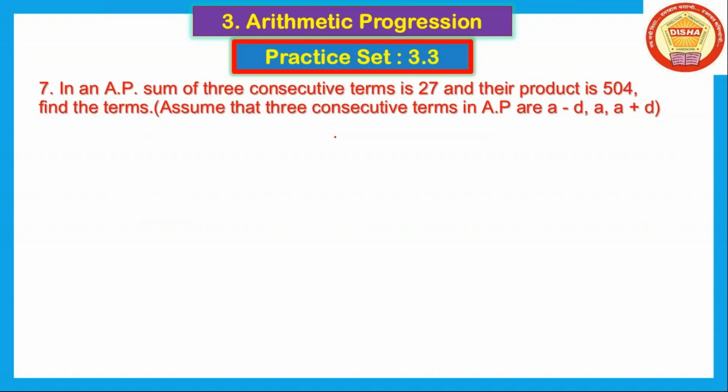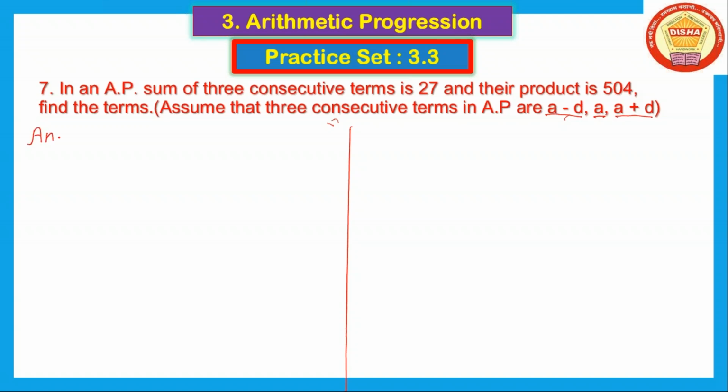In an AP, the sum of three consecutive terms is 27 and their product is 504. Find the terms. Again, in that, it is given here what the terms are. Which terms are given in brackets? The terms of a given AP are given here: A minus D is the first term, A is the second term, and A plus D is the third term. Means in the question these terms are given, so we take the same terms in our answer.